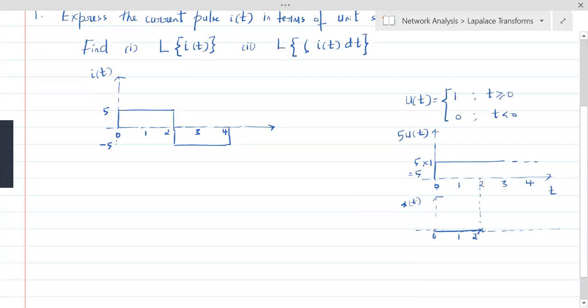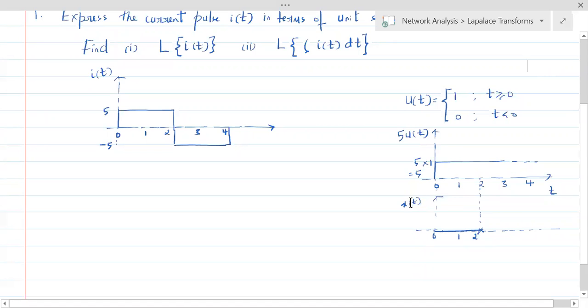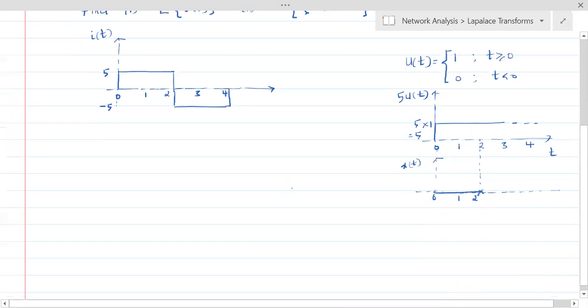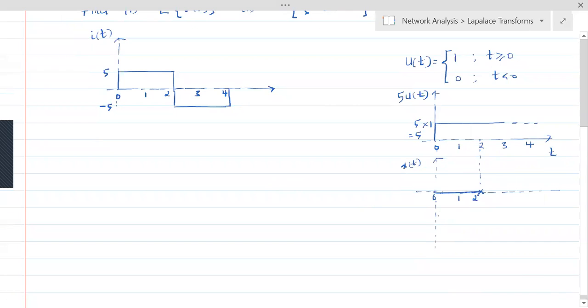Why do I need to have a waveform which is 5 from 0 to 2? Because if I subtract x(t) from 5u(t), from 0 to 2 what I'll have is 5 minus 0, so you'll have 5 from 0 to 2. Let me write that. What I'm trying to do is this. Everybody just see this. Let's not hurry in doing this.